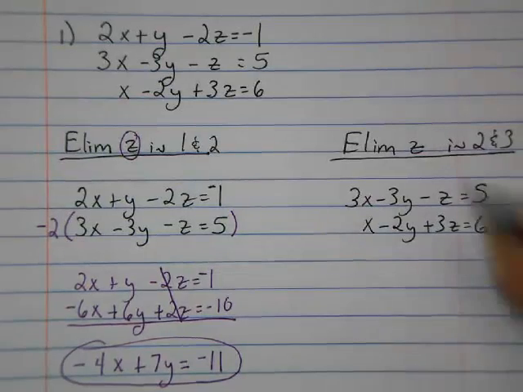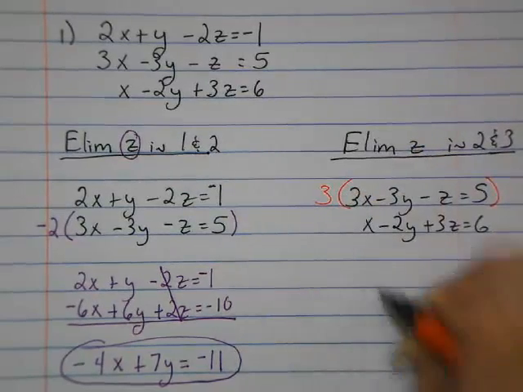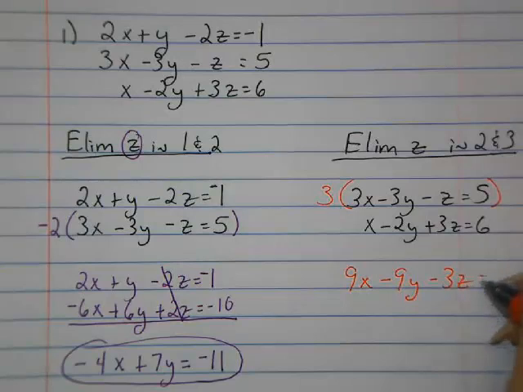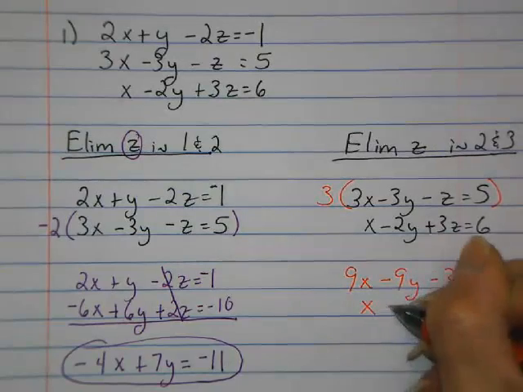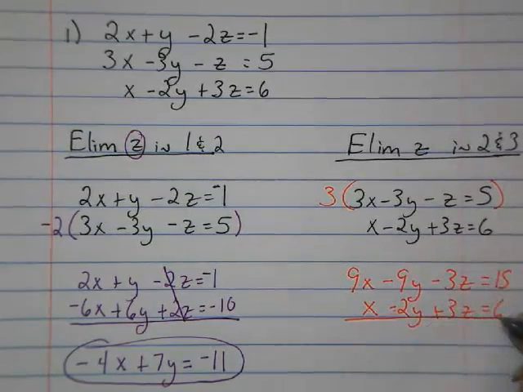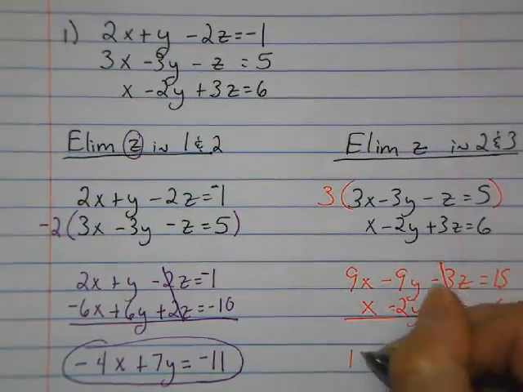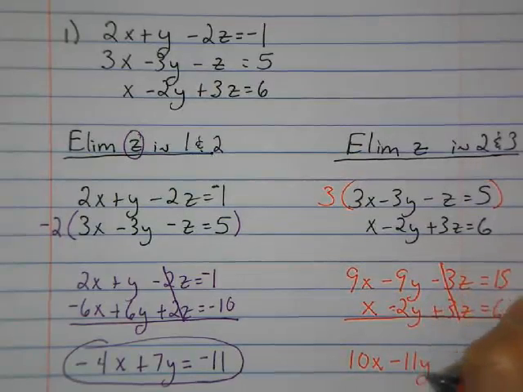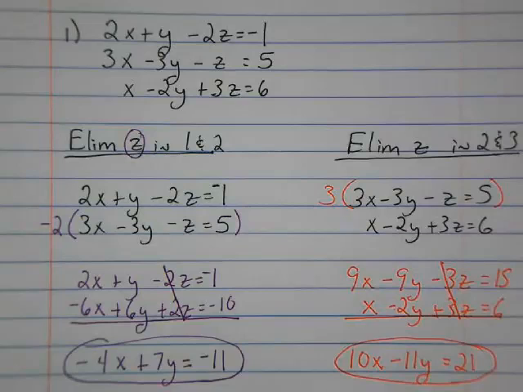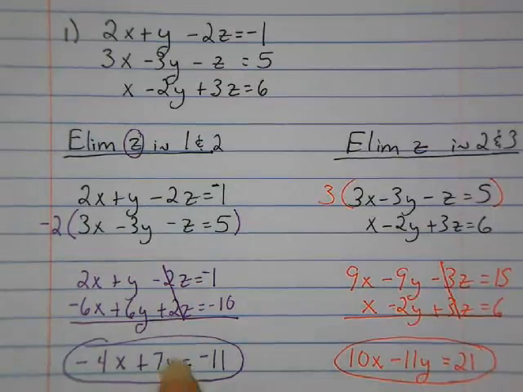Alright, so I said I want to eliminate z, so I'm going to multiply everybody here by 3. So I get 9x minus 9y minus 3z equals 15. I have x minus 2y plus 3z equals 6. So again, my z's will cancel just like I wanted them to, and I get 10x minus 11y equals 21. So by doing all this work, I now have 2 equations and 2 unknowns. So now I'm going to go ahead and solve these guys.